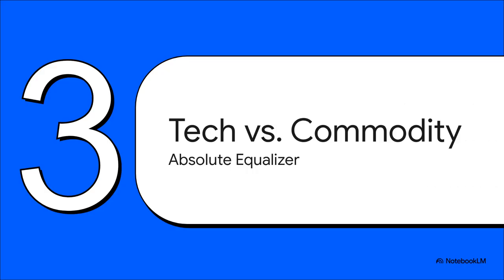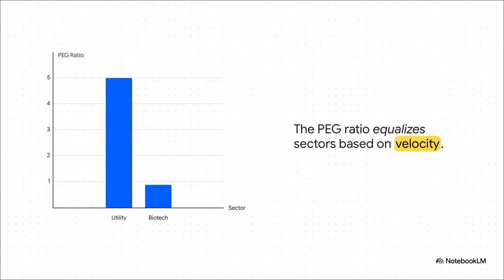Which brings us to section 3, tech versus commodity filter, the absolute equalizer. Abraham uses the PEG ratio to navigate cross-sector allocations safely. It really is the absolute equalizer.